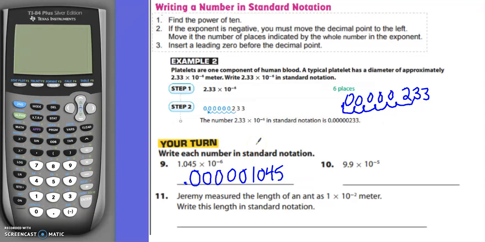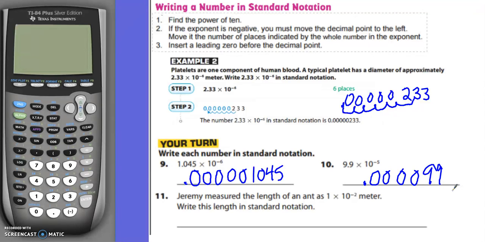All right, next one. We have 9.9. I don't need the decimal anymore. Do that again. We have 99 and 10 to the negative 5. So we're going to go 5 spaces to the left. 1, add a 0, 2, add a 0, 3, add a 0, 4, add a 0, 5. We've added 4 zeros.